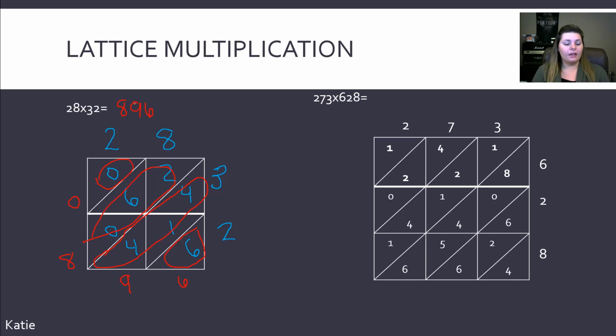896. And then we can just type it into our calculator just to double check ourselves. Because isn't it great we have all these resources to double check ourselves? And it is right here. 896. 28 times 32 is 896.